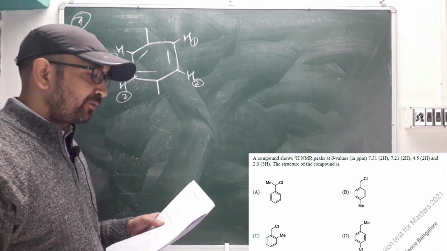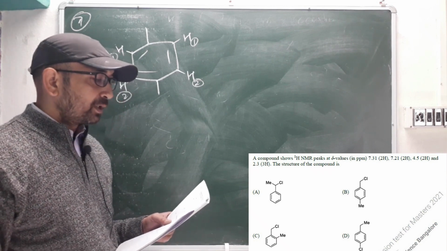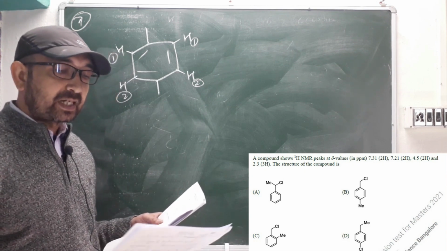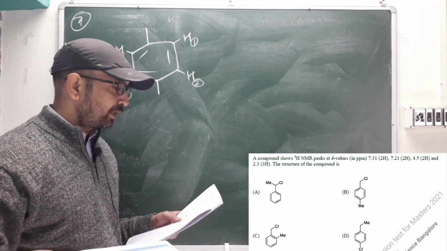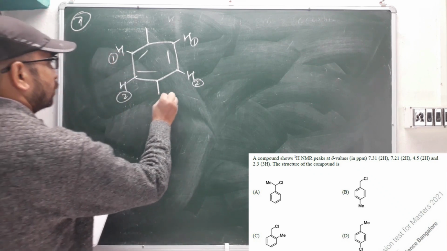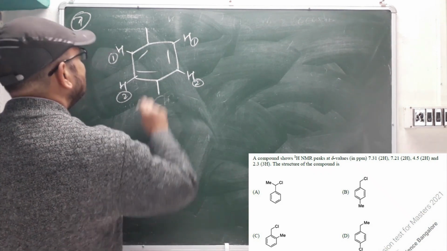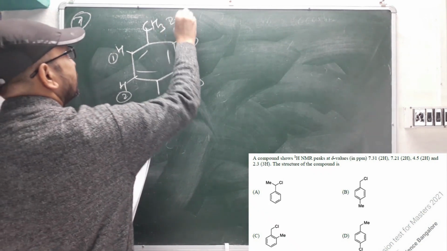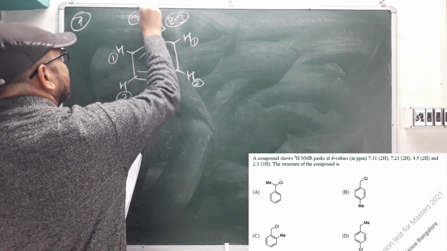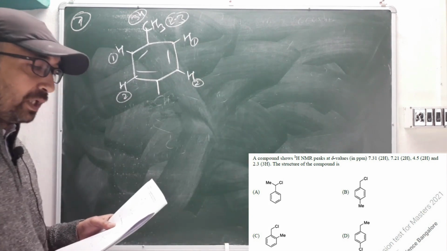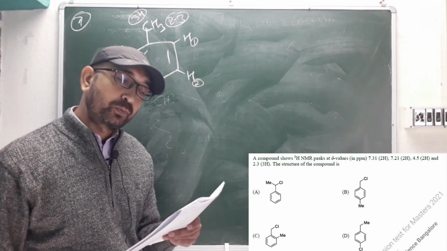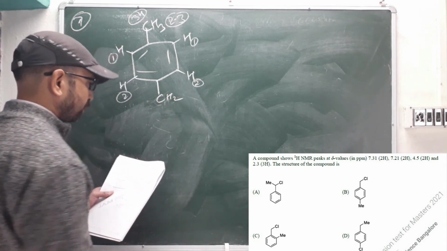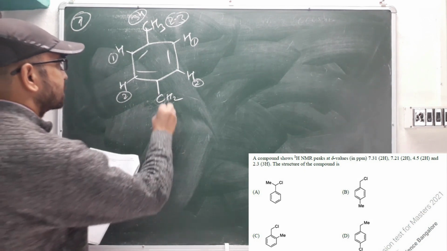Now 4.5, 2 protons and 2.3, 3 protons. So in our value table, if a group is attached directly to aromatic, what will be the value? 2.3, right? So one group is attaching directly to aromatic, so we will write it down here. This will be CH3, so this value will be 2.3, and this is for 3 protons. And 4.5 for 2 protons, so this one will be CH2, and with this CH2 something will be attached.